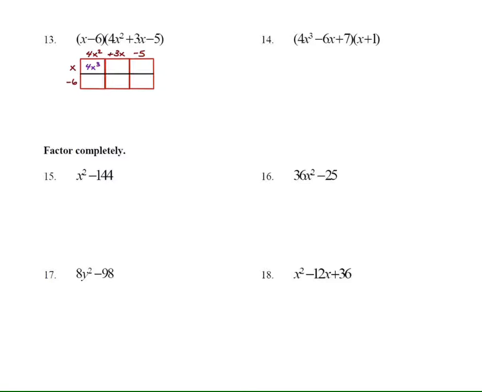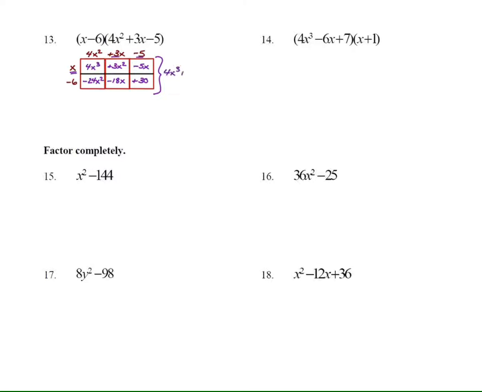So I should get 4x cubed there. Be careful. X times 4x squared is 4x cubed. X times positive 3x is positive 3x squared. X times minus 5 is minus 5x. So that's the x being multiplied by all three of those, which would be the same thing if I took x and distributed it through that trinomial. And then I have to multiply everything by minus 6. So minus 6 times 4x squared is minus 24x squared. Minus 6 times 3x is negative 18x. And negative 6 times negative 5 is positive 30.